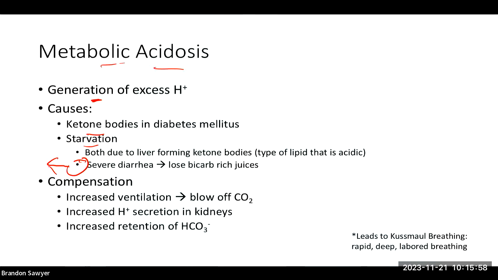Yeah, so severe diarrhea, we're losing the bicarbonate-rich juices from the pancreas, from the pancreatic secretions. We're losing a lot of those. So now we can talk about both the lungs and the kidneys helping us correct for this. We're going to increase ventilation to blow off that excess CO2. And then we're going to also get rid of hydrogen via the kidneys and hold on to more bicarbonate in the kidneys.